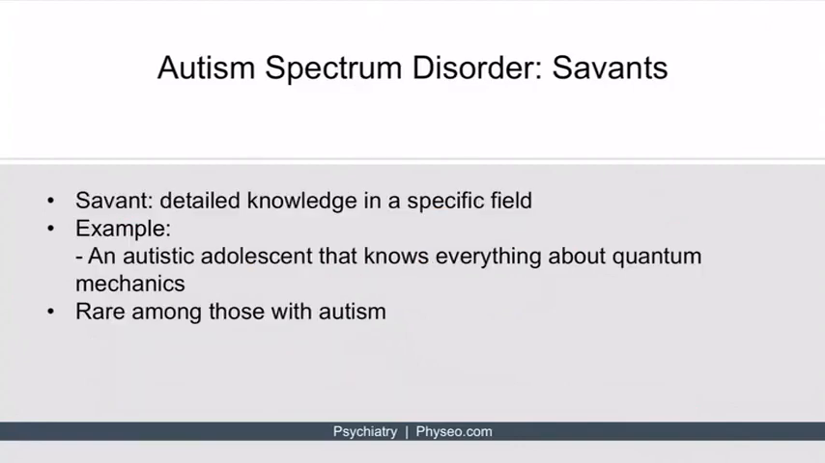Okay, one last point I'd like to make is that some patients with autism spectrum disorder have increased abilities in a specific field. And when this is present, they're sometimes referred to as savants. So, for example, an adolescent could have all of the features of autism spectrum disorder, but be a genius when it comes to quantum mechanics. This is extremely rare among those with autism, but it has been reported.